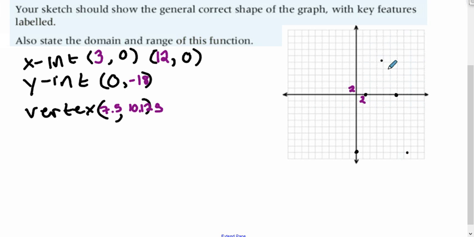So, connecting these. Oh, not so good with my drawing. But anyways, that's approximately what it looks like. Again, this is just a sketch.